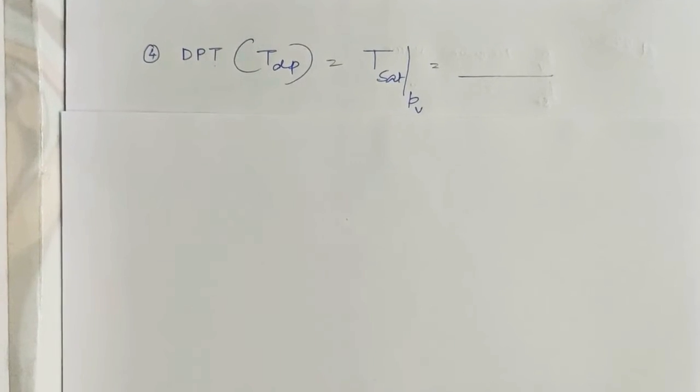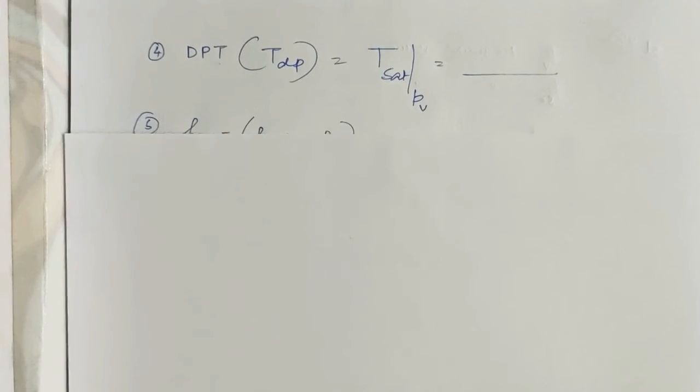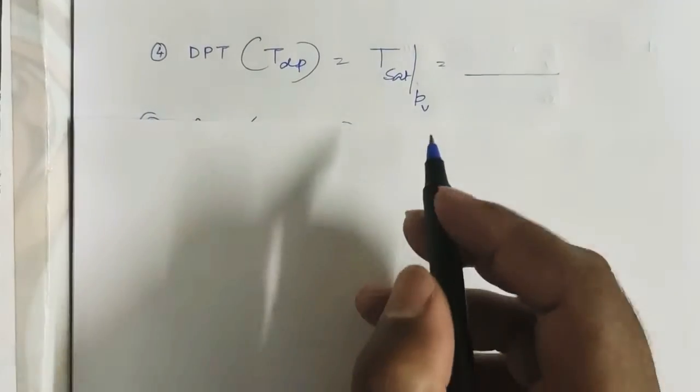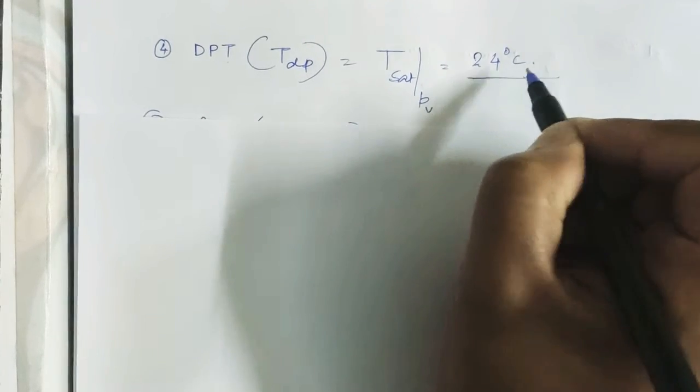Now you have to calculate dew point temperature. As per the definition, dew point temperature will be the saturation temperature corresponding to the partial pressure of water vapor, that can be obtained from the steam table. And from the steam table we can get this value as 24 degrees centigrade.